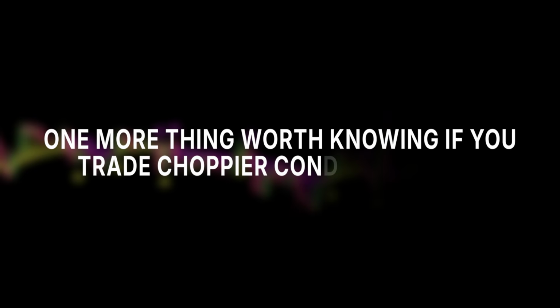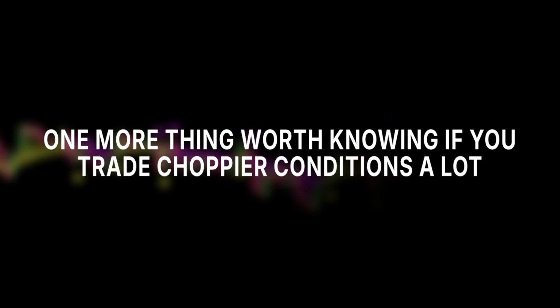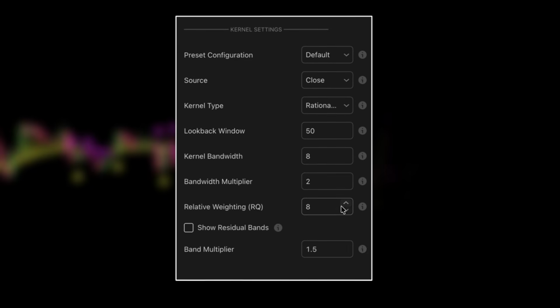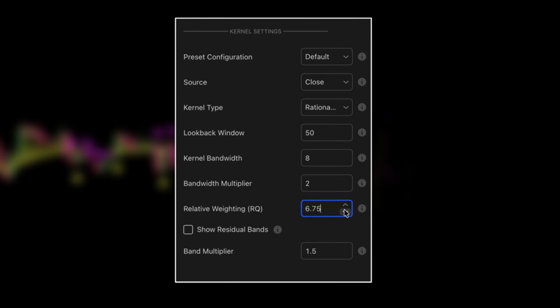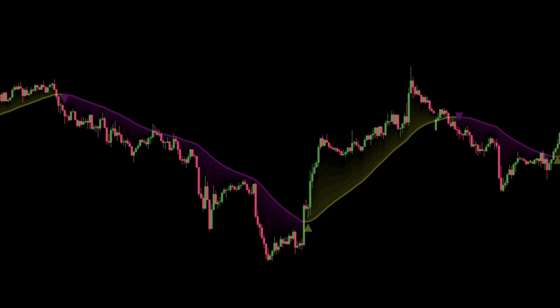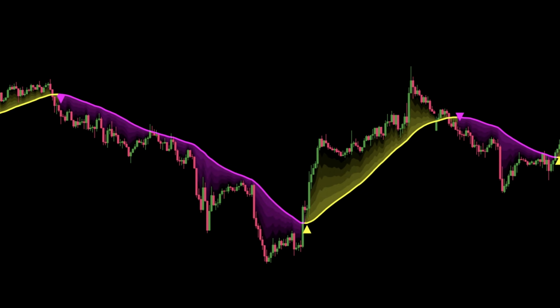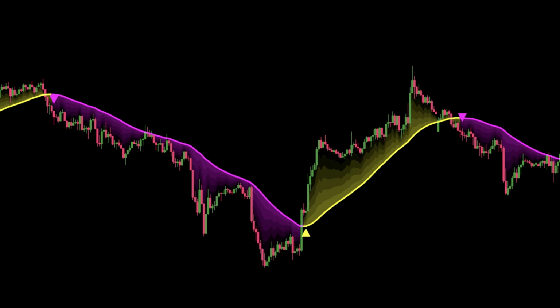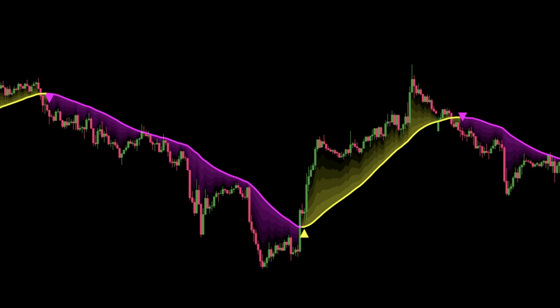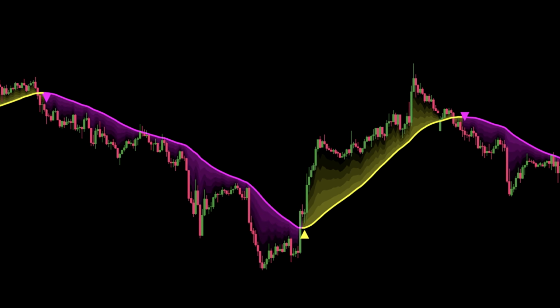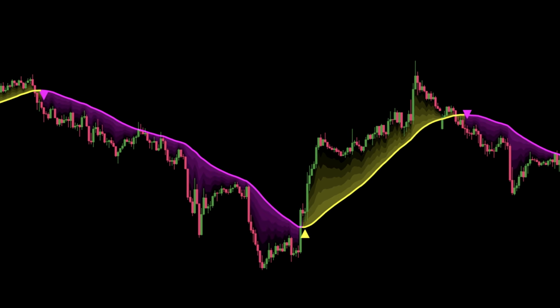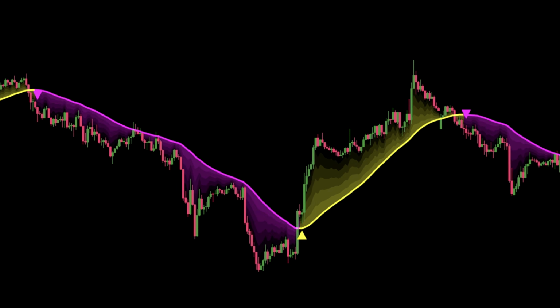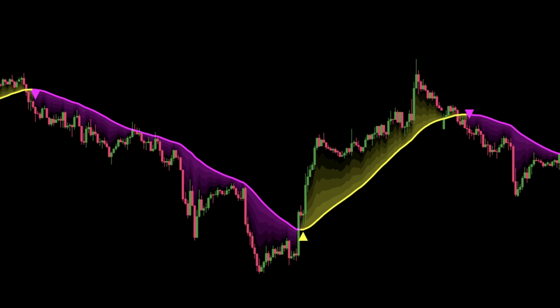One more thing worth knowing if you trade choppier conditions a lot: switch kernel type over to rational quadratic and lower the relative weighting number. That kernel keeps some weight on bars further back instead of dropping them off sharply, so the path holds its direction a bit longer through minor noise instead of flipping on every small pullback. It's not a fix for a dead, range-bound market. Nothing is, but it's a genuinely different tool for a market that's trending but messy, rather than one that's clean and trending like gold or the Nasdaq usually are.